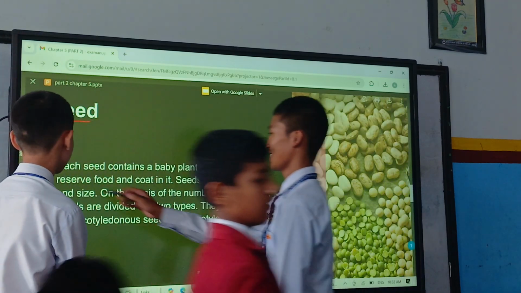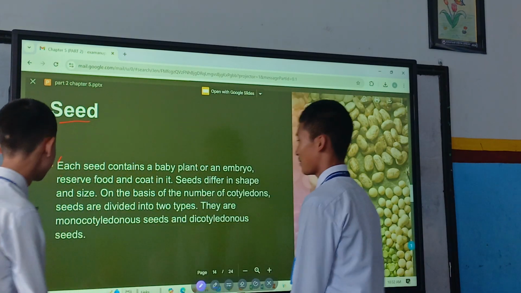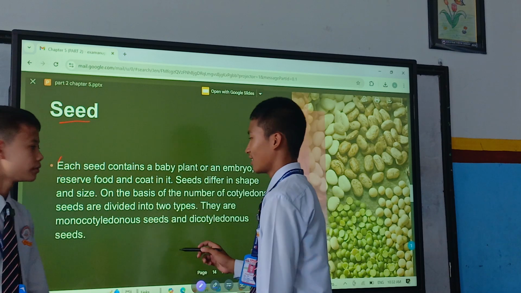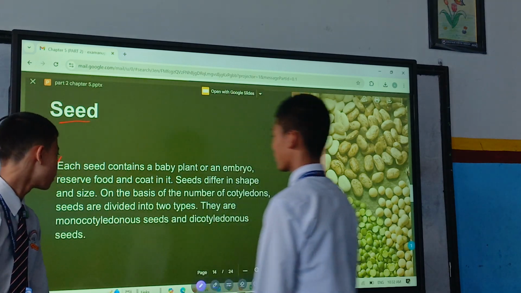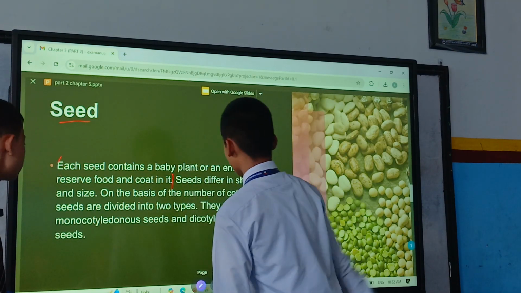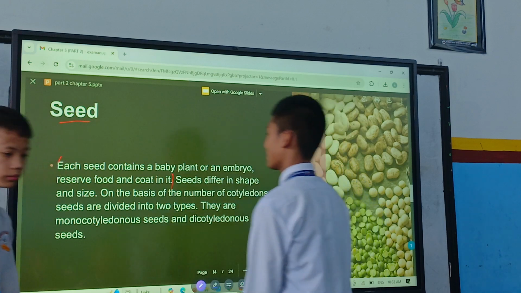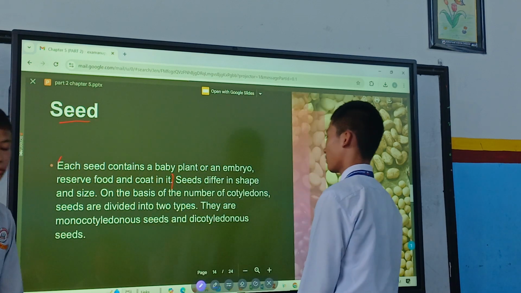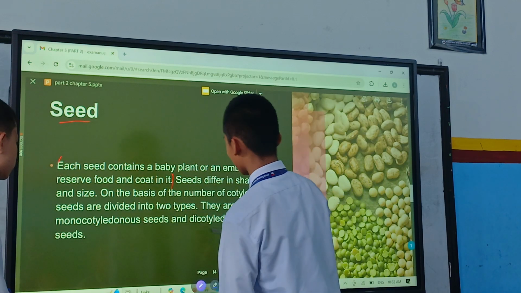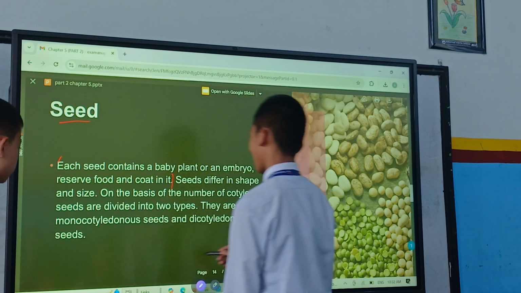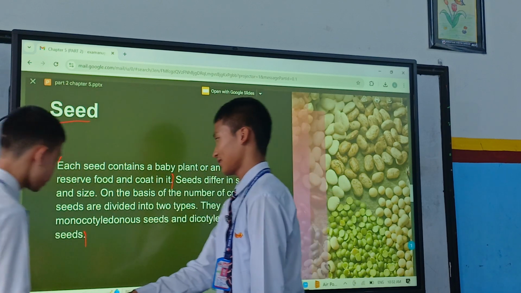Each seed contains a baby plant or an embryo, reserve food and a coat. Seeds differ in shape and size. On the basis of the number of cotyledons, seeds are divided into two types: monocotyledon and dicotyledon seeds.